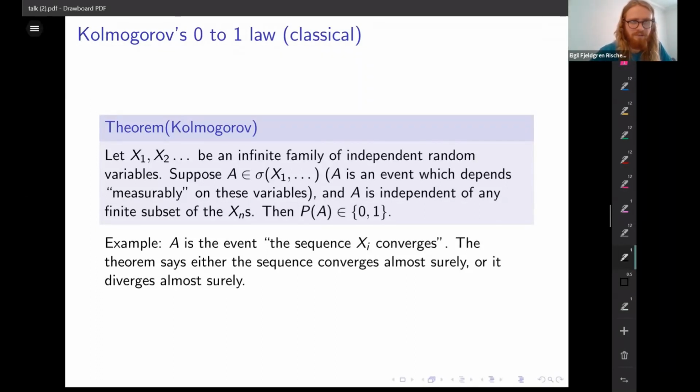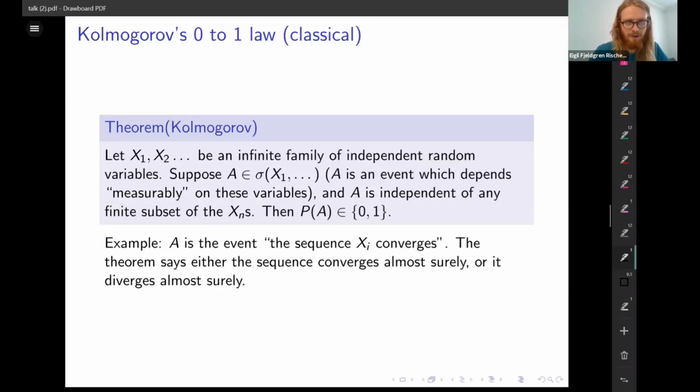This is a classical theorem of probability theory due to Kolmogorov. It goes all the way back to the beginnings of this field. It says that if you have infinitely many independent random variables and you have some event in the sigma algebra they generate, which means it's determined by them in a measurable way, but if you don't know what that means, don't worry about it, and if you also assume that it's independent of any finite subset of the X_n's.